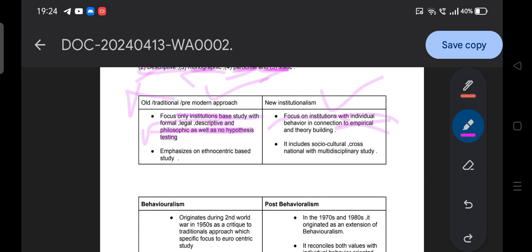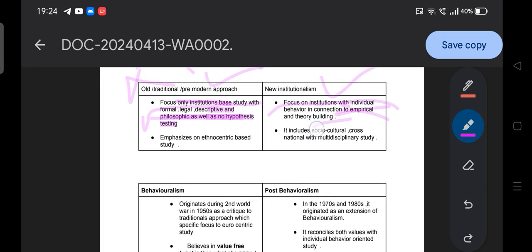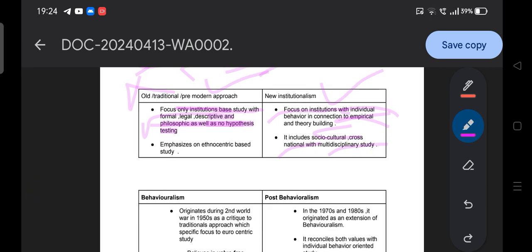New institutionalism also includes social, cultural, cross-national and multidisciplinary study. On one hand, the new institutionalism approach is based on the study of culture and social aspects, including different disciplines like sociology and psychology. Sociology means the social context, psychology how people think and behave. These different disciplines are included in the new institutionalism approach. But on the other hand, the traditional or pre-modern approach emphasizes only ethnocentric-based study.